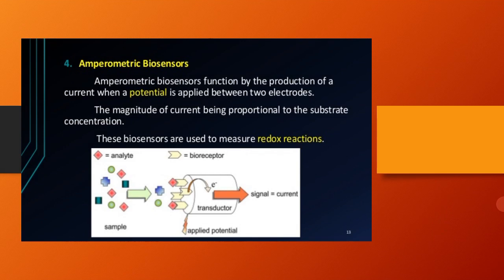Redox means reduction oxidation reactions. These are called redox reactions. So this type of biosensor, the amperometric biosensor, is used to measure redox reactions.